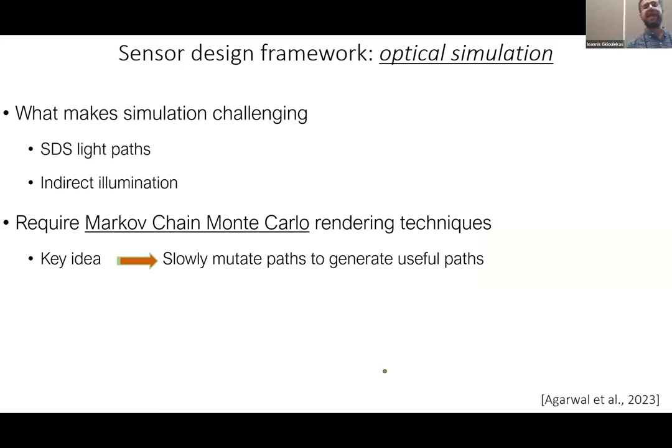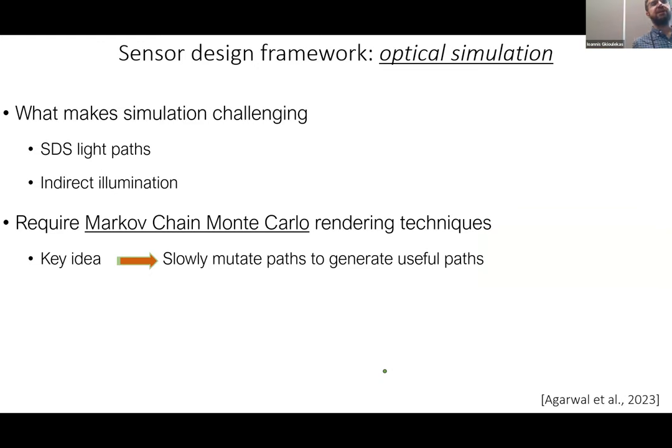Instead, we have to use another class of techniques called Markov chain Monte Carlo. They are still Monte Carlo rendering techniques, but they generate paths in a very different way. Whereas path tracing, bidirectional and light tracing create paths independently, every path is traced, gets to the camera, thrown away. Another path is traced, gets to the camera, thrown away.